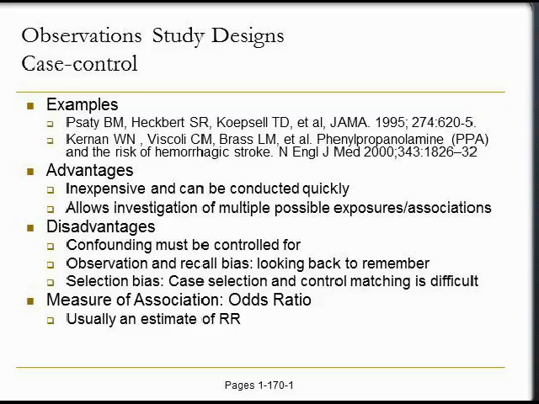Advantages of case control studies: they're inexpensive, and they can be conducted fairly quickly. They allow the investigation of multiple potential exposures or associations. The disadvantages are that we have to control for confounding as best we can, and usually this happens by statistical methods. Observational and recall bias is sometimes challenging because we're potentially asking individuals who are enrolled in this trial what happened to them a year ago, 5 years ago, 10 years ago, what have you.